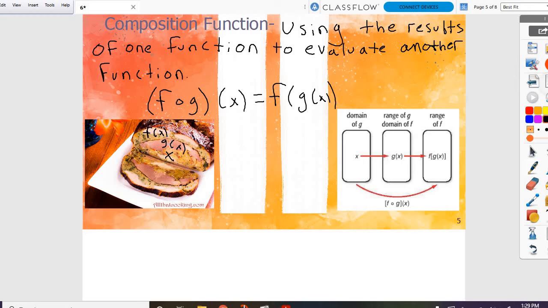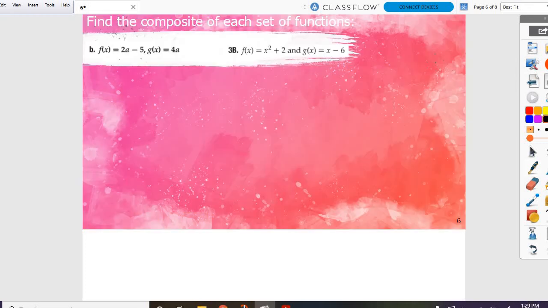So let's look at an example of what I mean. So this says, find the composite of each set of functions. So we are wanting to find f composite g. And like I said, this turns into plugging g into f.